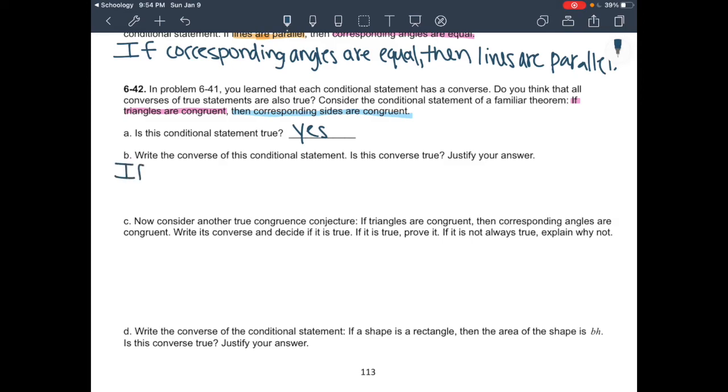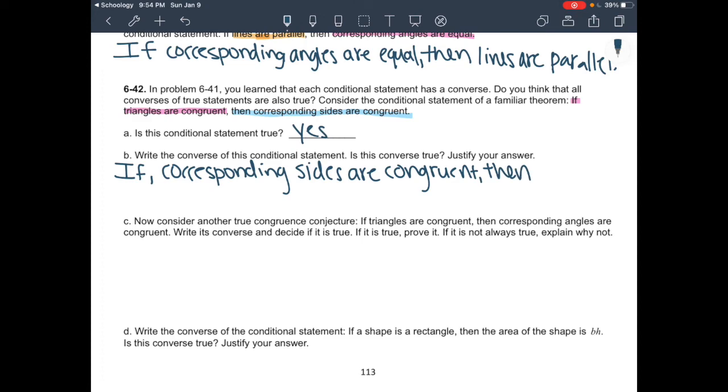So if, now the blue part without the then, corresponding sides are congruent, then, and then we're going to go to the pink part because that's what's left here, triangles are congruent. So we wrote that statement. Now we have to decide if this new statement is true. I didn't need that comma there, sorry.